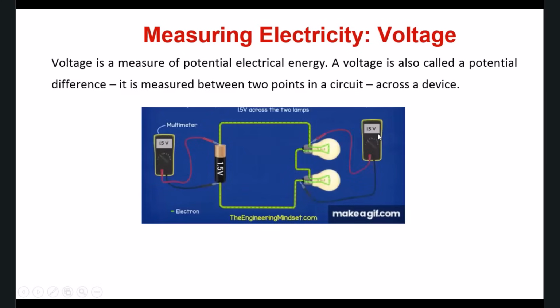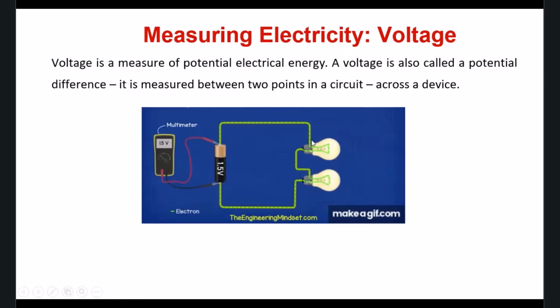What does it mean? It means that the battery which has applied 1.5 volts, the same voltage we are getting between the first terminal of the first bulb and the last terminal of the second bulb. So the total voltage of the circuit is equal to the applied voltage. Now we will see what happens when we measure the voltage across individual bulbs.